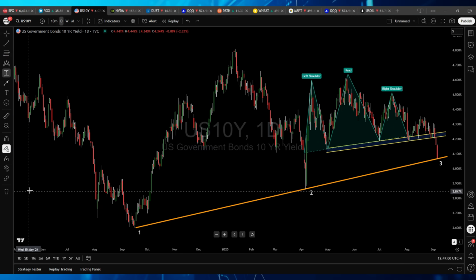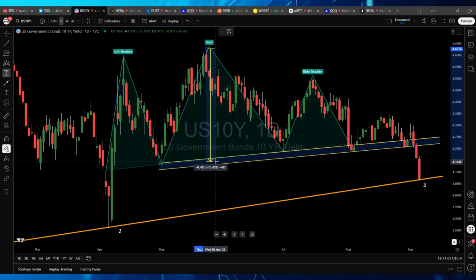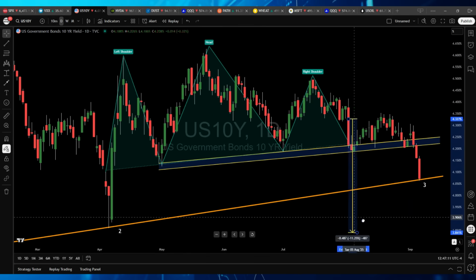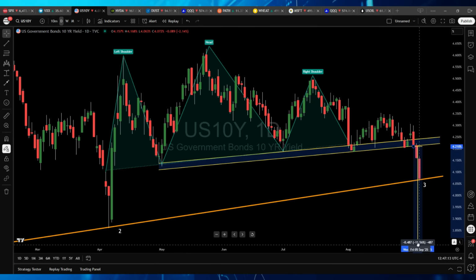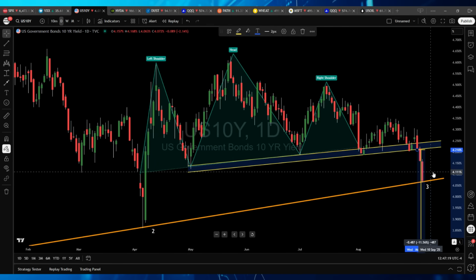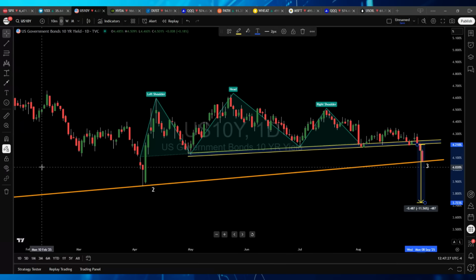And to figure out the target here, what we do is we calculate the head and shoulders measured move. So if we take this down to the neckline, we'll go right there. So the high of the head to the neckline right here, and then we map that out to the break point of the neckline. When did the neckline break? This is, by the way, called the neckline. We have a break right here. And so this now gives us our downside target of 3.72%. While we're expecting a bounce in the near term, the longer term signals a potential further downside move to 3.72% on the 10-year yield.